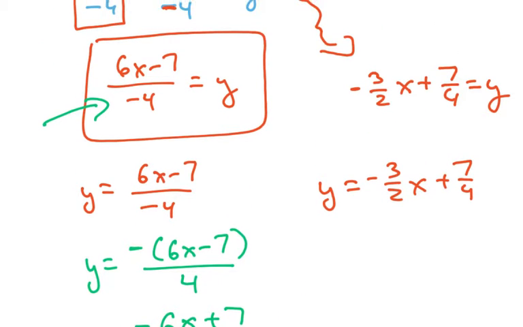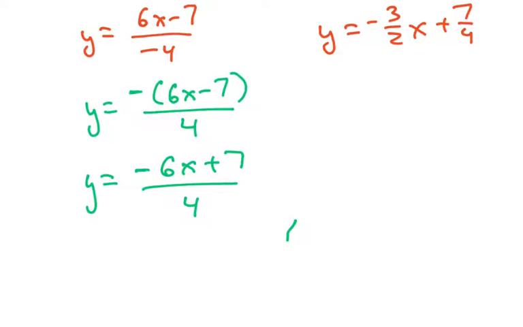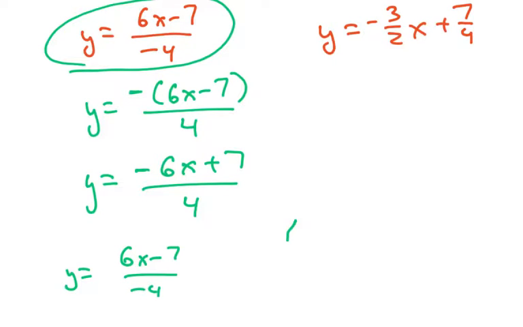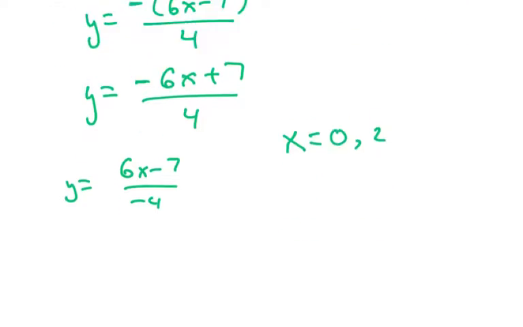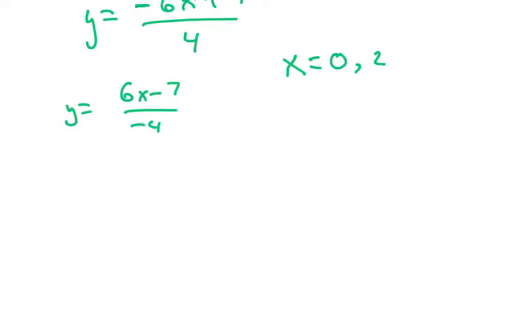So again, I'm going to use this equation right here. Let me write it. I guess I'll use this version. So y equals 6x minus 7 over negative 4. And then it says solve for x equal to 0 or negative 2. So what do I do there? Well, this is just saying plug in 0. So it's going to be the same equation.